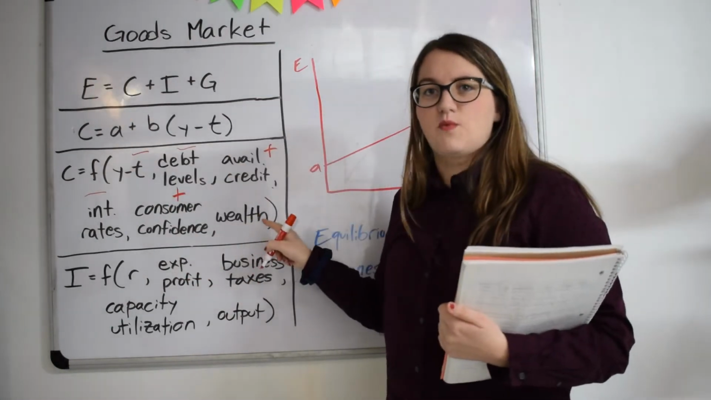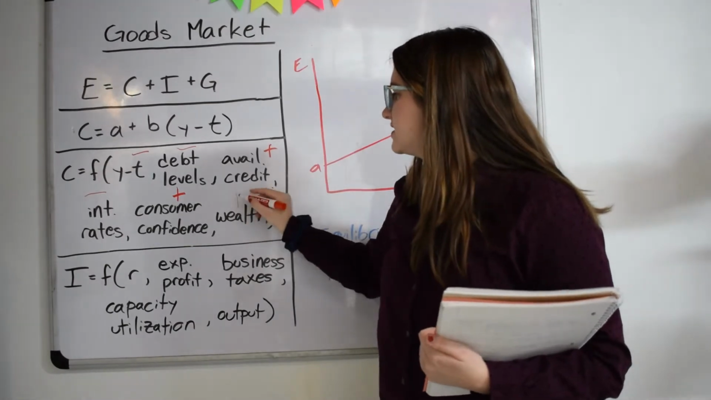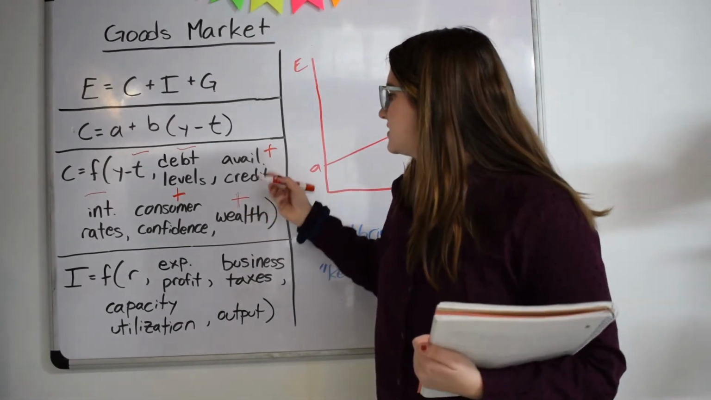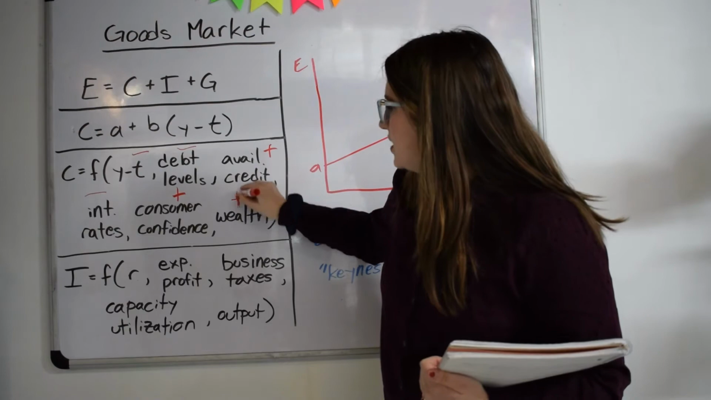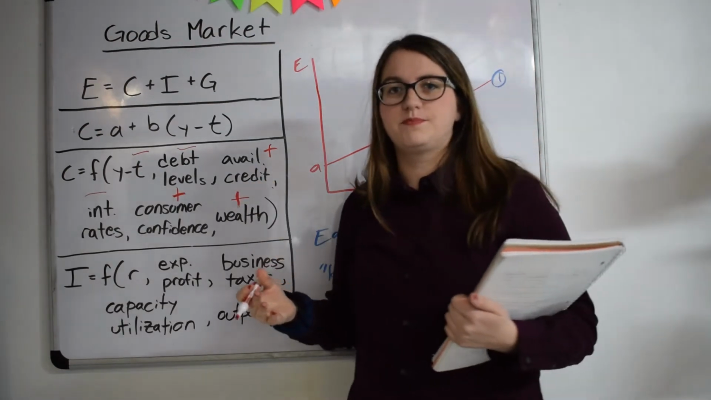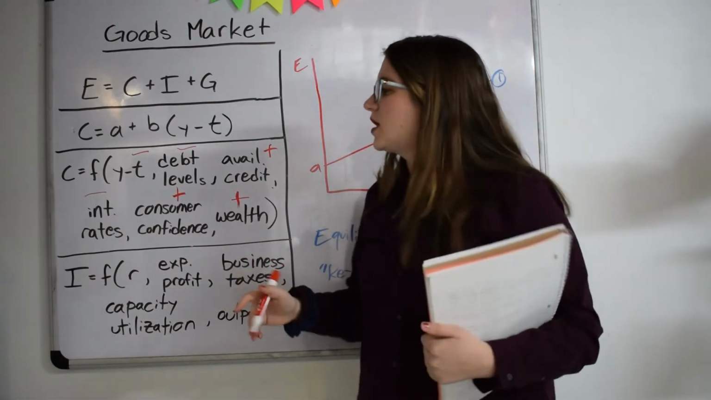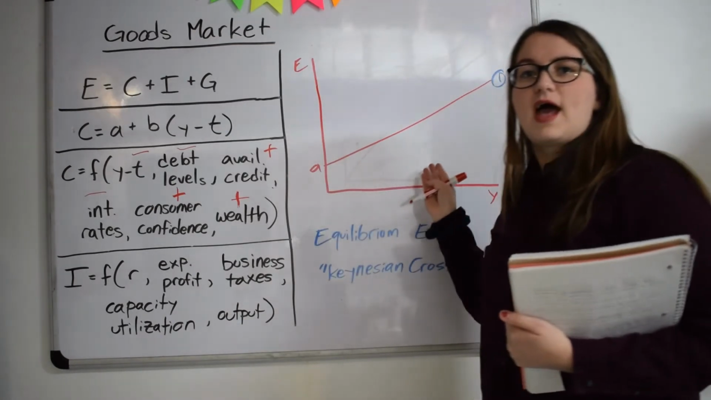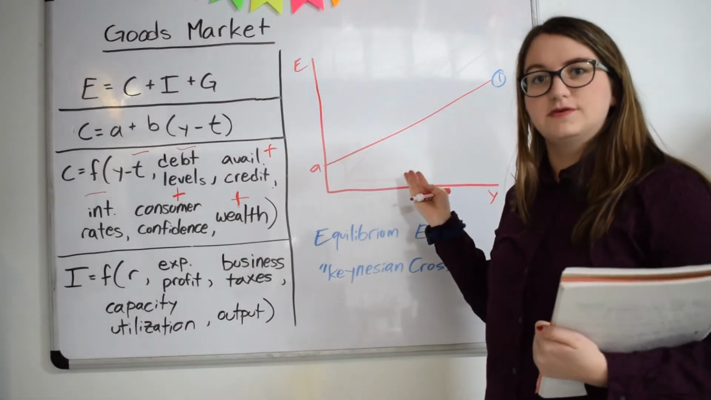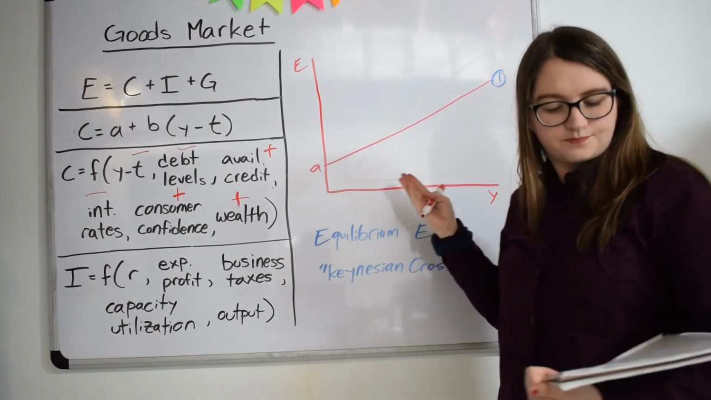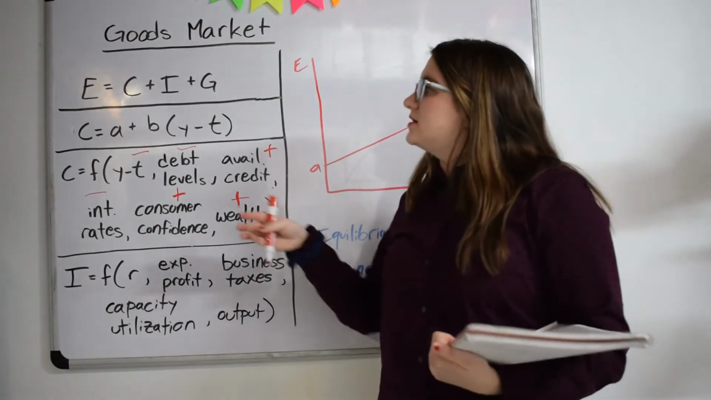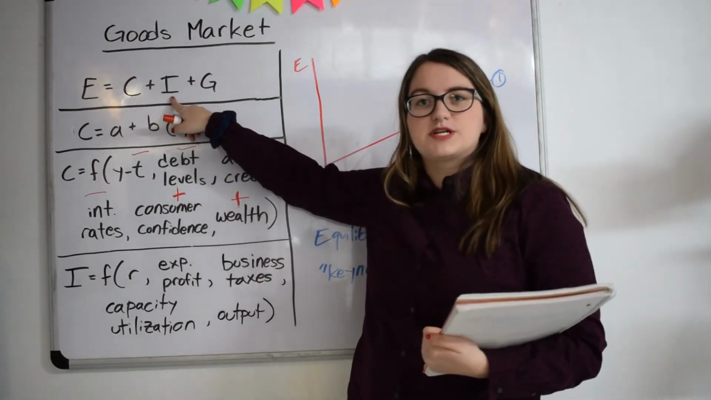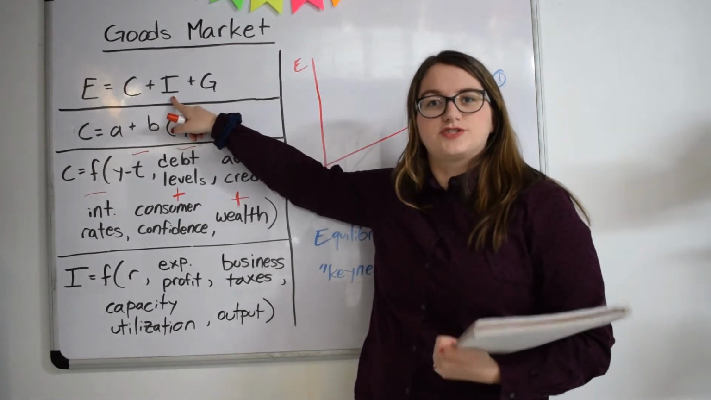And lastly, wealth. As wealth increases, we could see a positive relationship with expenditure because you have more to spend. These relationships will be important when we start shifting and moving around this expenditure line. Okay, so the next piece in this expenditure function is the interest rates.